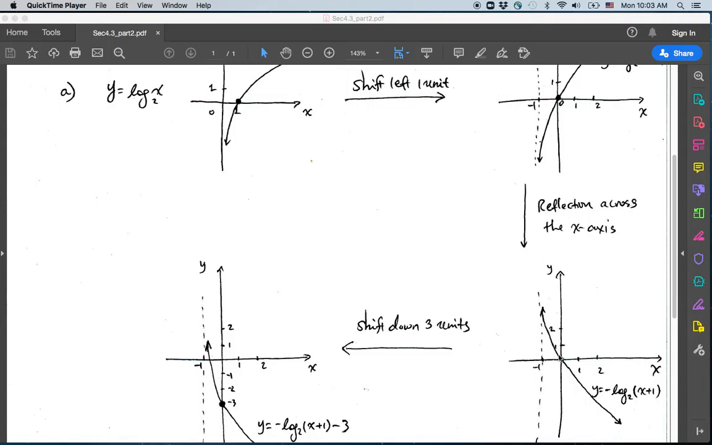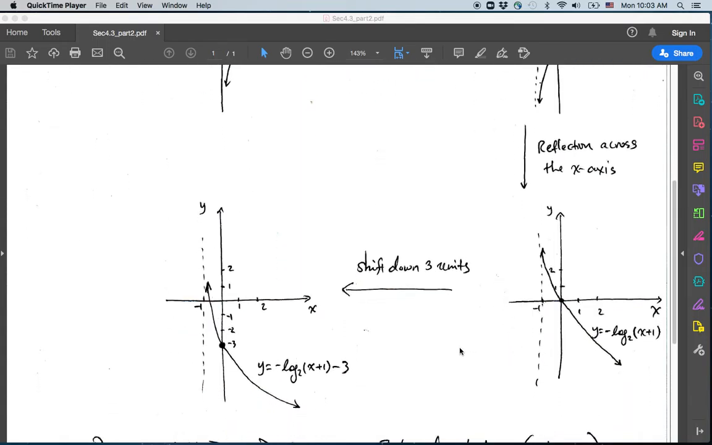But all other points will get reflected across the x-axis. So that's why we have this decreasing curve here. But still, it's going to approach this vertical line as x approaches -1 from the right-hand side.